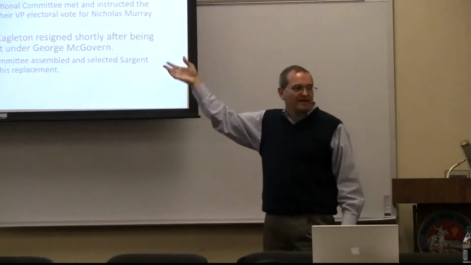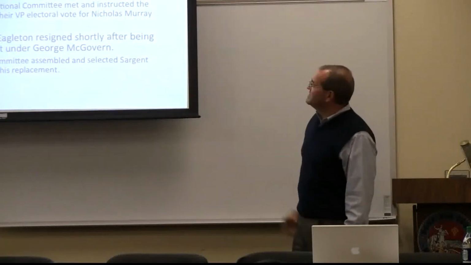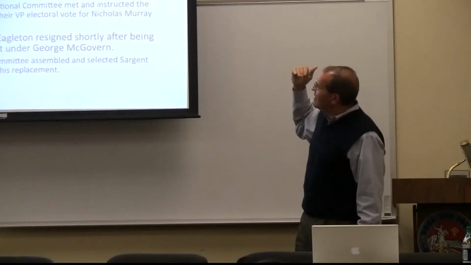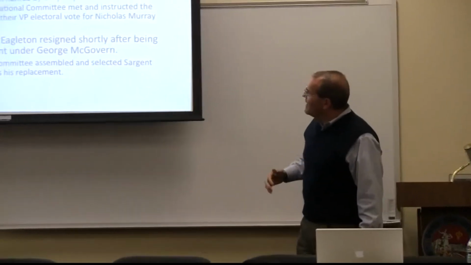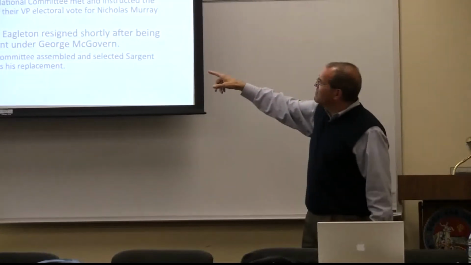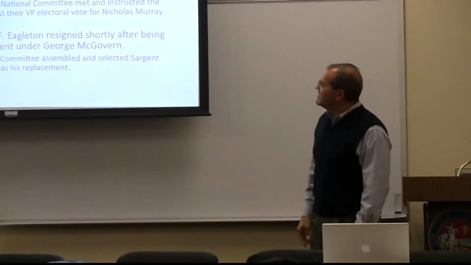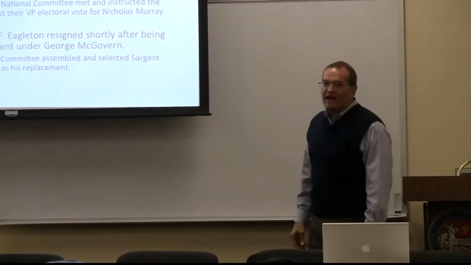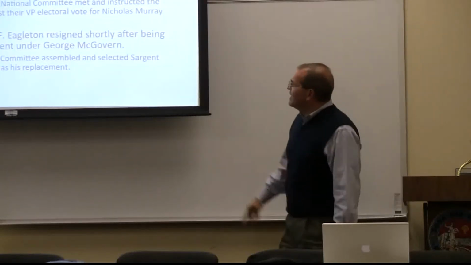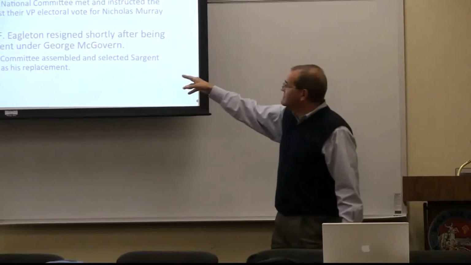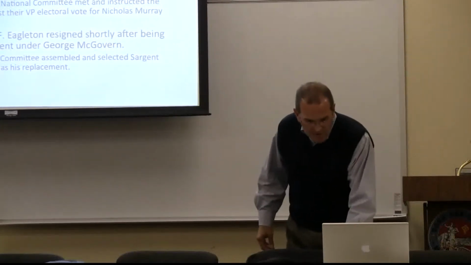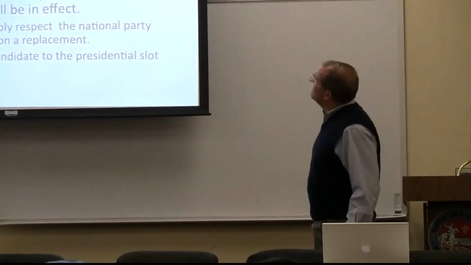Okay, so this was a way that the Republican Party handled this contingency, this issue of a candidate who died after the National Convention before the election. And then folks may remember this, in '72, Thomas Eagleton resigned after being nominated for vice president under McGovern. And then the Democratic National Committee actually assembled and selected Sargent Shriver to replace him. So there are ways of handling it.